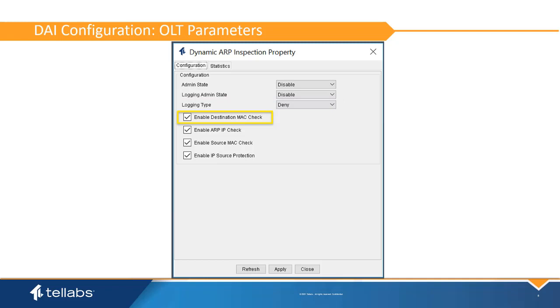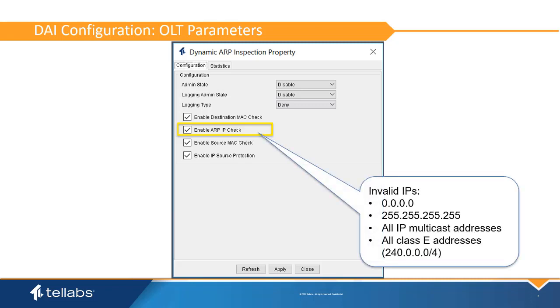Enable Destination MAC Check ensures that the destination MAC of the Ethernet header agrees with the target MAC in the ARP body of ARP responses. This should typically be enabled. Enable ARP IP Check ensures that the IP address is a valid IP address and will exclude all invalid IP addresses. IP is checked in all ARP requests and responses. This is typically enabled.